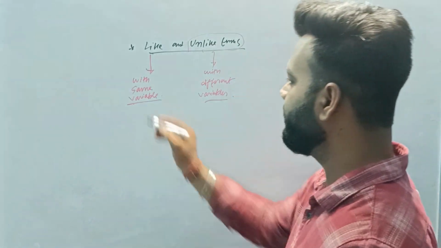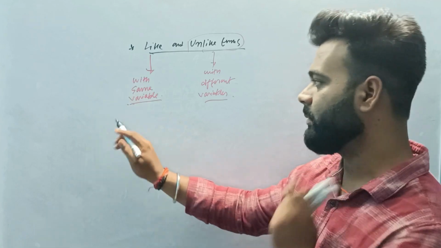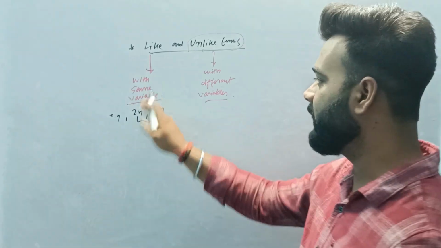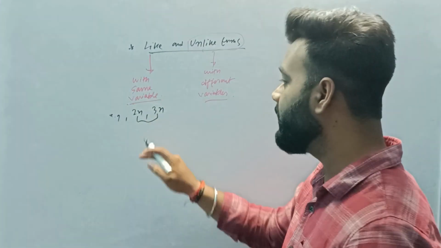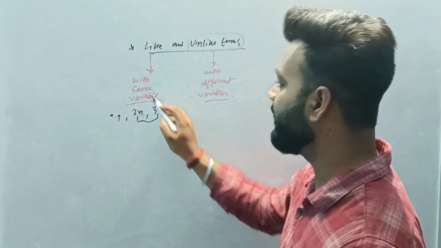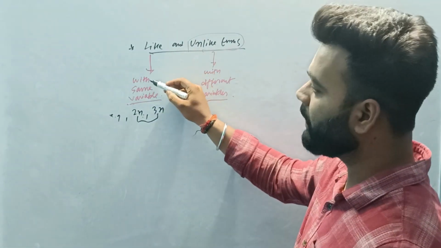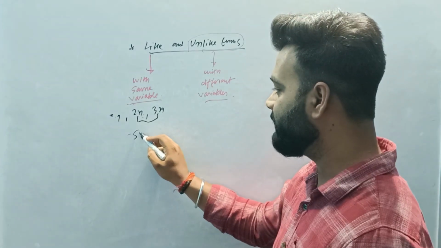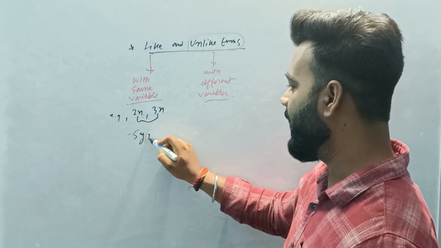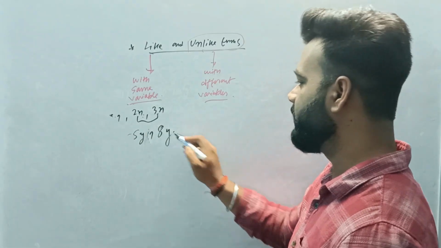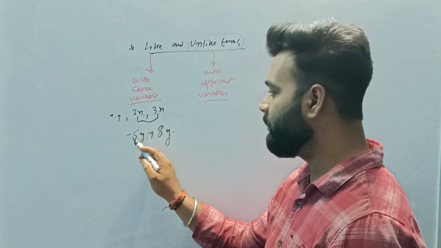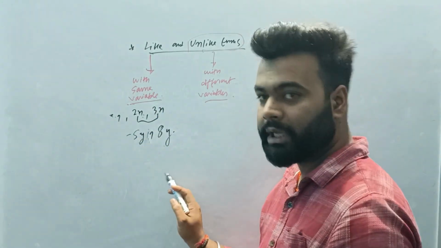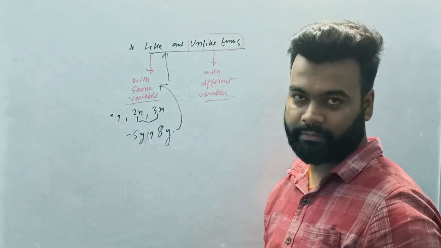Understood? For example, let's see what are like terms with the same variable. For example, 2x and 3x are like terms. Why? Because both have the same variable, right? And like terms means what? With the same variable. So these two have the same variables, so they are like terms. For example, −5y and 8y, right? The minus sign has nothing to do with it. You just have to see the variable. If the variable is the same, it will be considered a like term, right?